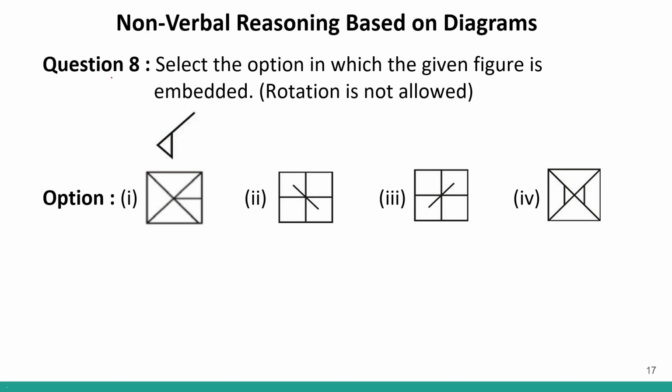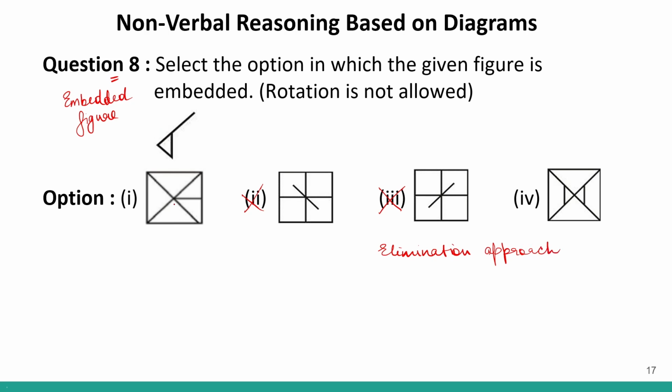So this is question number 8. Question number 8 is an embedded figure question. So embedded figure means a figure is given to us, this, and this is embedded in one of the 4 options and we have to find out which option bears the same figure. So clearly when I look at option number 2 and option number 3, I cannot see anywhere this figure can be embedded. So option number 2 and option number 3 are eliminated. This is the elimination approach.